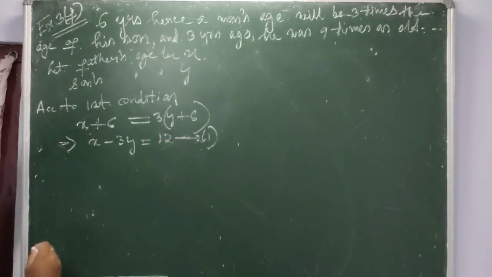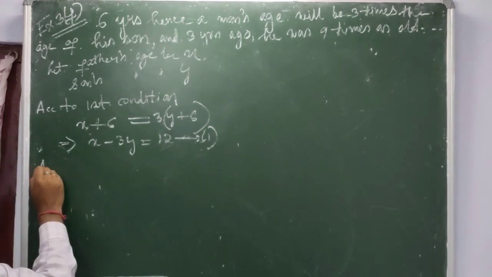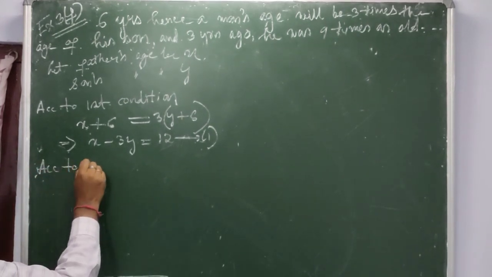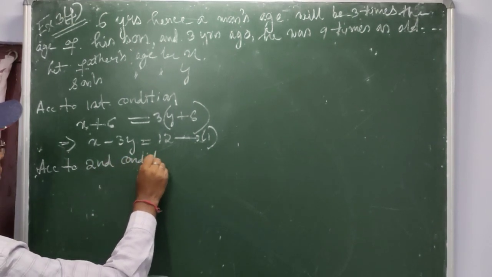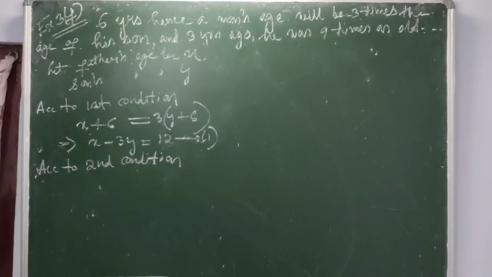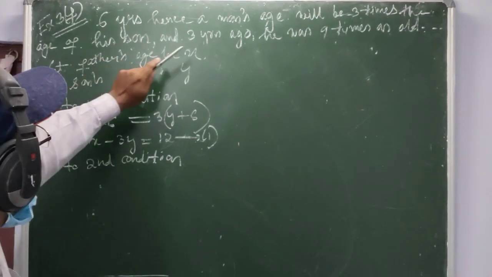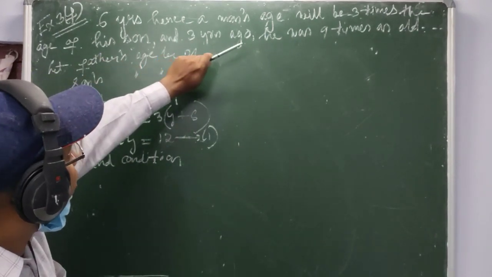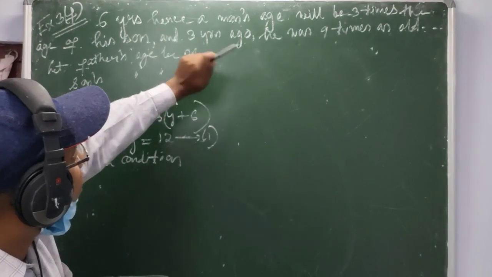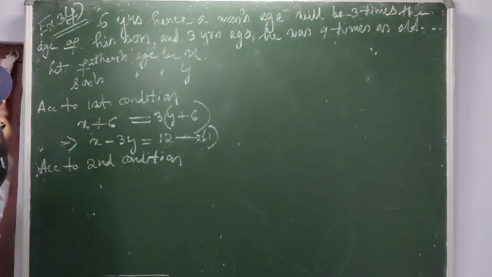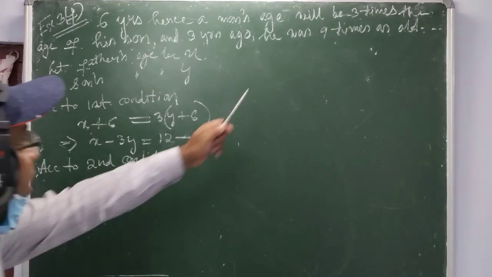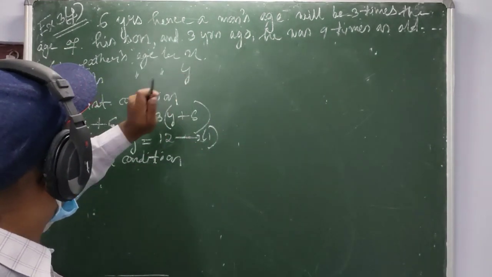Now next we will move on to the second condition. According to the second condition, let us see what is stated for us. And 3 years ago, his age, means father's age, was 9 times as old as his son. I have not written the entire question there.